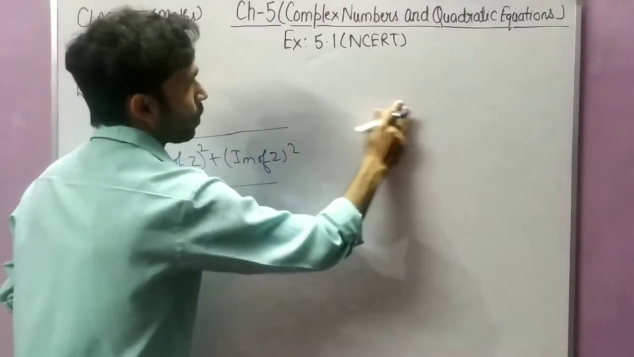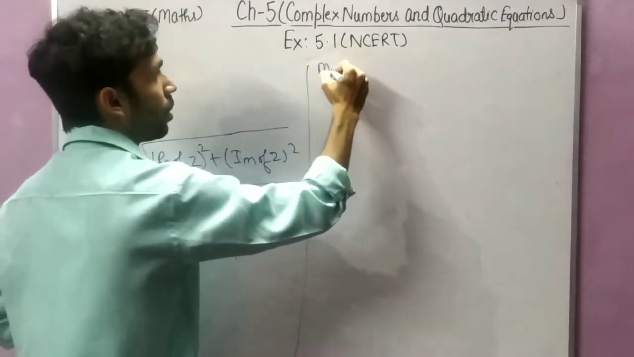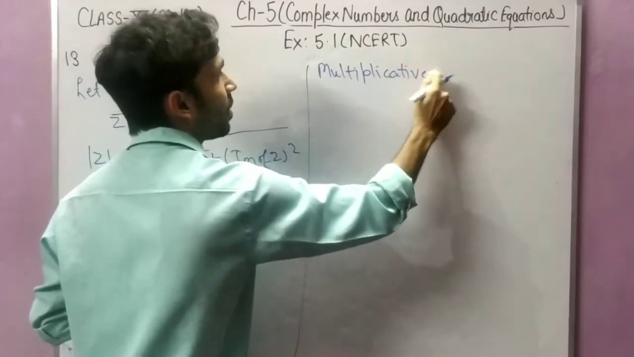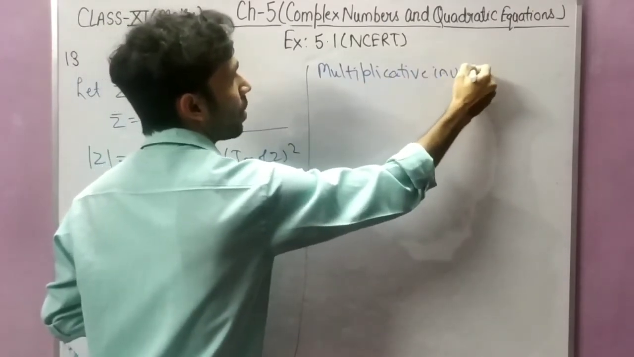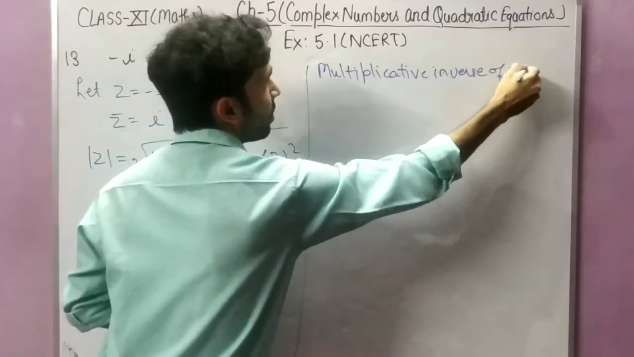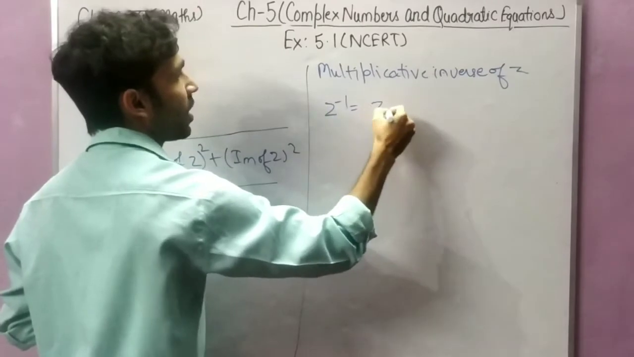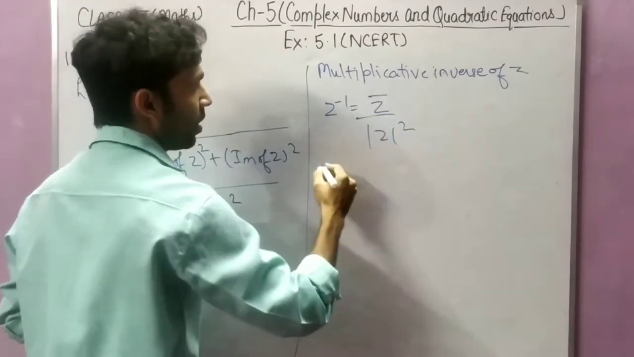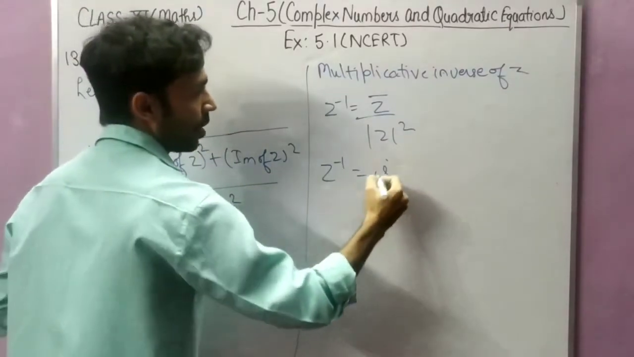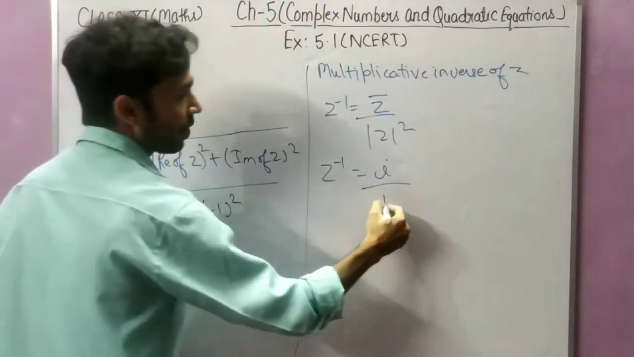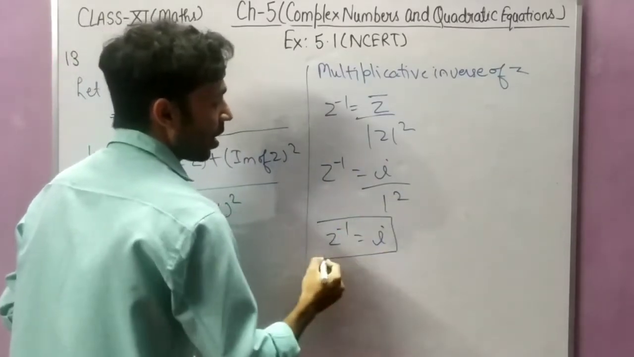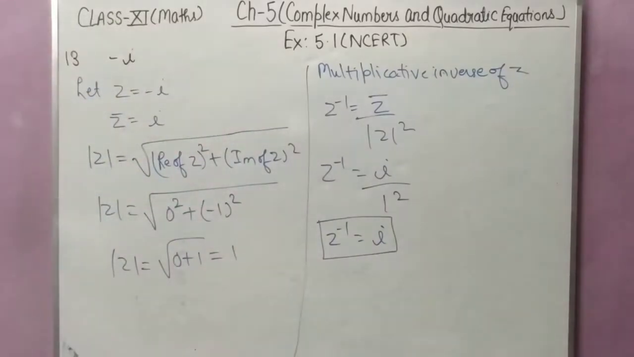Okay, so now the multiplicative inverse of z, that is z inverse, equal to z bar upon mod of z squared. Now what is z bar? Z bar is i and mod of z is equal to 1, it means 1 squared. So z inverse will be equal to i. So that will be your answer. Okay, please note down it.